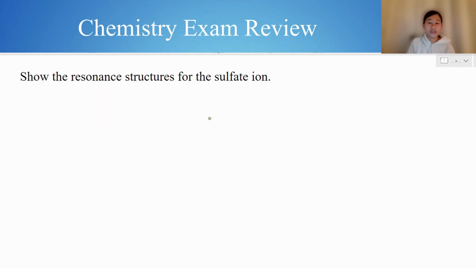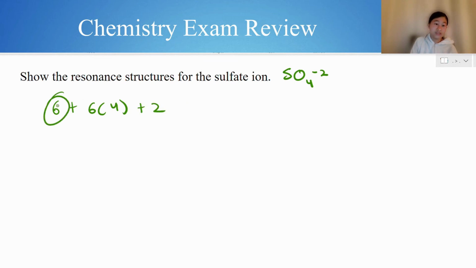Show the resonance structures for the sulfate ion. First step is to know its formula, so sulfate is SO4, -2 charge. Let's draw its Lewis structure. So the number of valence electrons is 6 plus 6 times 4 for oxygen, and then plus 2 because of the -2 charge, and the 6 is from the sulfur. So this is 32 valence electrons.